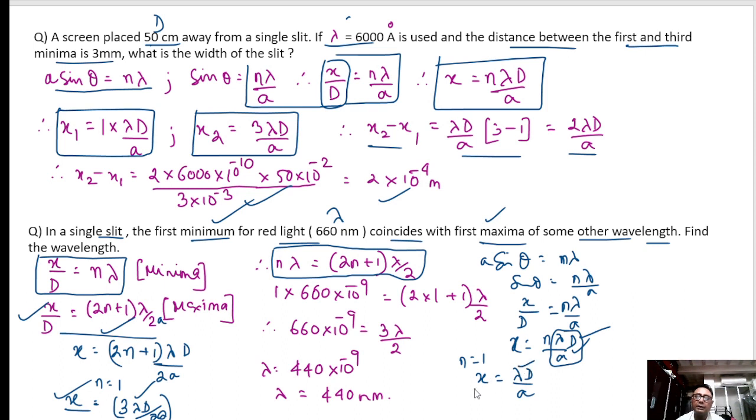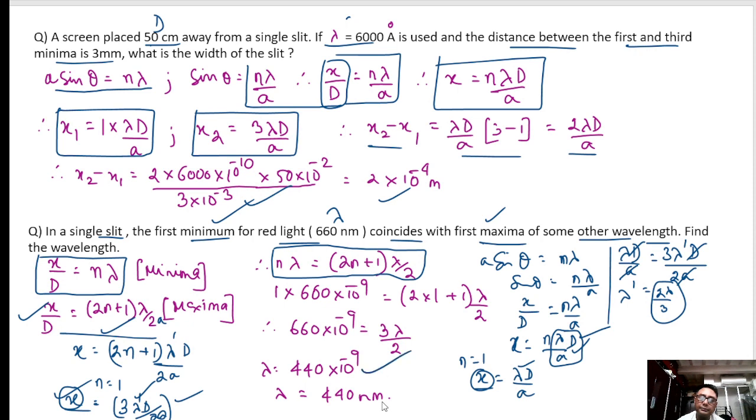Now they are telling that for this lambda, this is the distance of the first minima, and for this lambda dash, this is the distance of the first maxima. They are telling these distances are the same. So equating them, we get lambda d by a equals 3 lambda dash d by 2a. The a cancels, d cancels. So lambda dash will be 2 lambda by 3.